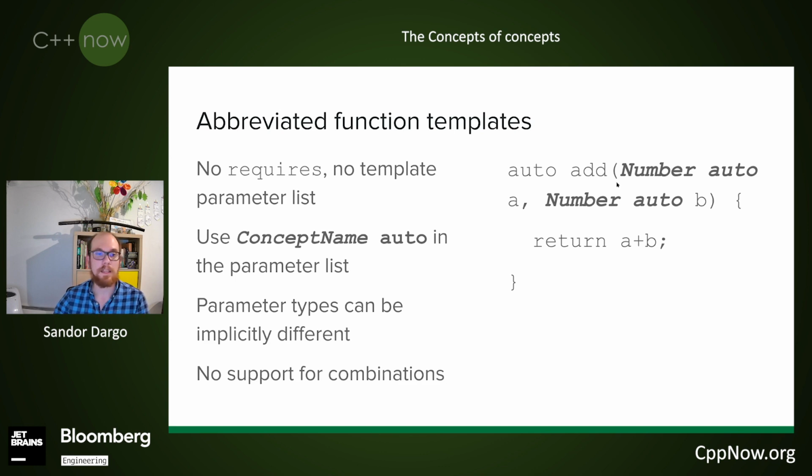And again, here we have no support for the different Boolean expressions. You don't have support for combinations of concepts. You cannot write that it must be either an integral or a floating point. You must use a named concept here. And an important thing to mention here, in this case, A and B can be of different types. So this might be an integer, this might be a double. There's no problem with that.